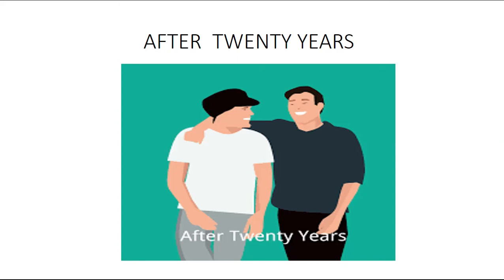So, we are going to read a lesson where two friends named Jimmy Wells and Bob both promised that they will meet again after 20 years. So, this was the short introduction of the story.